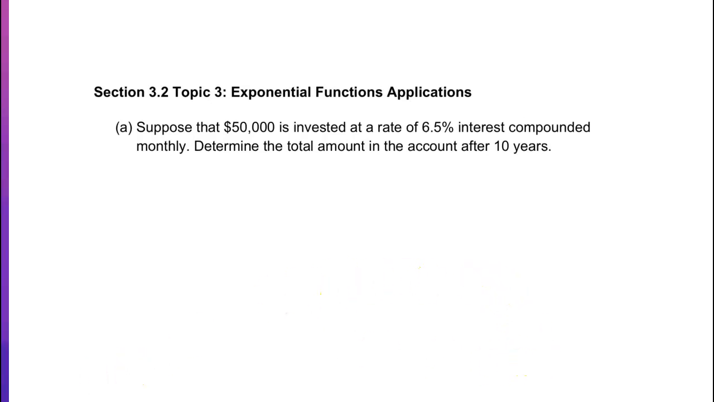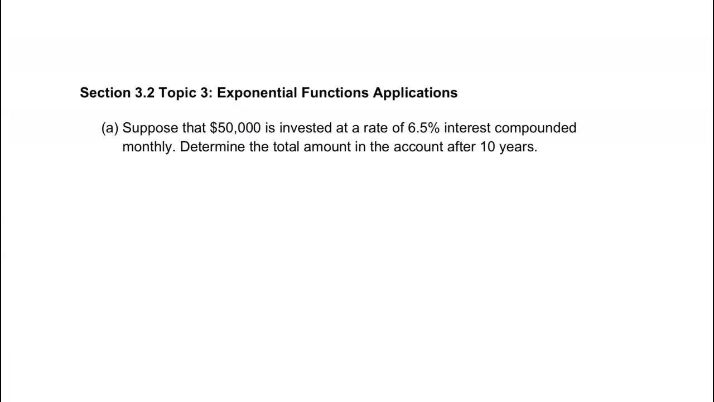In this video, we're looking at section 3.2, topic number 3, exponential functions applications. Suppose that $50,000 is invested at a rate of 6.5% interest compounded monthly. Determine the total amount in the account after 10 years. So I'm going to highlight the keyword right here. The keyword is compounded monthly.